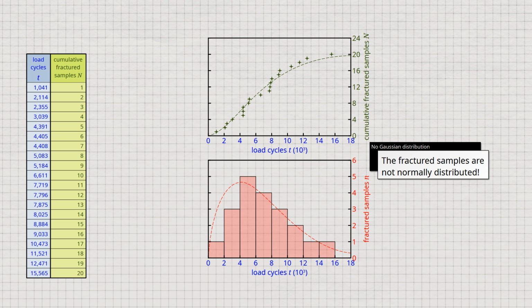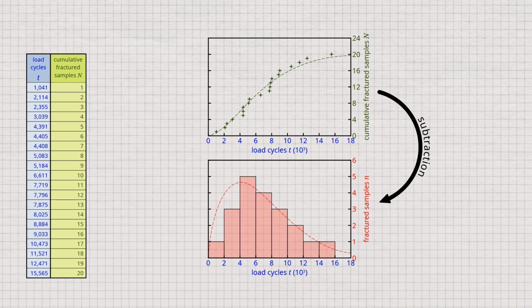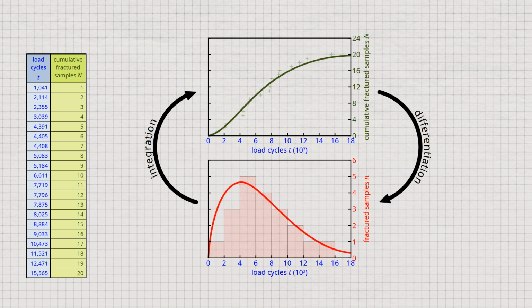Note that we can easily convert the 2 different ways of representing the measurement results into one another. We can determine the broken samples within a load cycle interval by subtracting the respective cumulative frequencies, as we have just done. We can also determine the cumulative frequency by summing the individual frequencies up to a certain number of load cycles. Mathematically, this summation corresponds to integration in the case of a continuous distribution. In the reverse case, this corresponds to differentiation, so that by later differentiating the cumulative frequency function with respect to time, we obtain the frequency distribution.